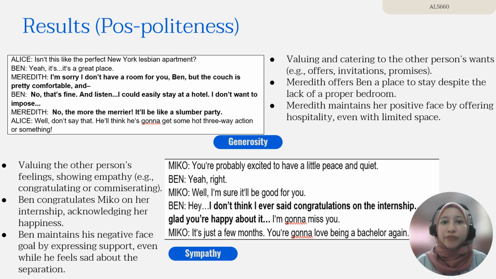From the face concept perspective, Ben is still trying to maintain his positive face with Miko, especially since they are about to take a break. By congratulating her, he's reinforcing his image as a supportive boyfriend, even though their relationship is a little bit troubling. It's his way of validating her happiness and showing that despite everything, he cares about her future.